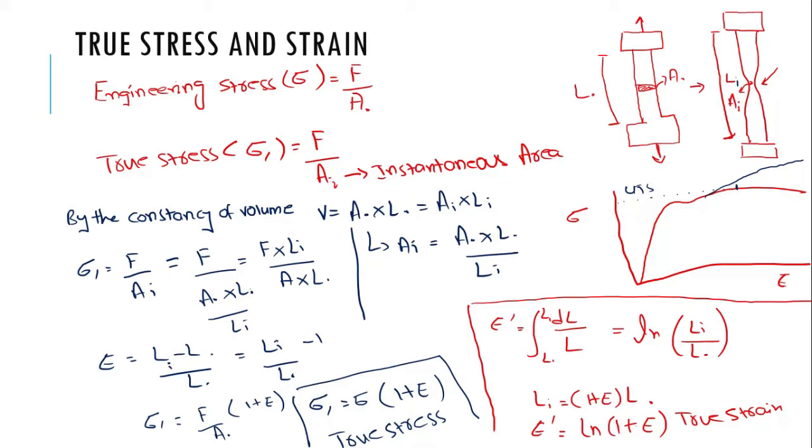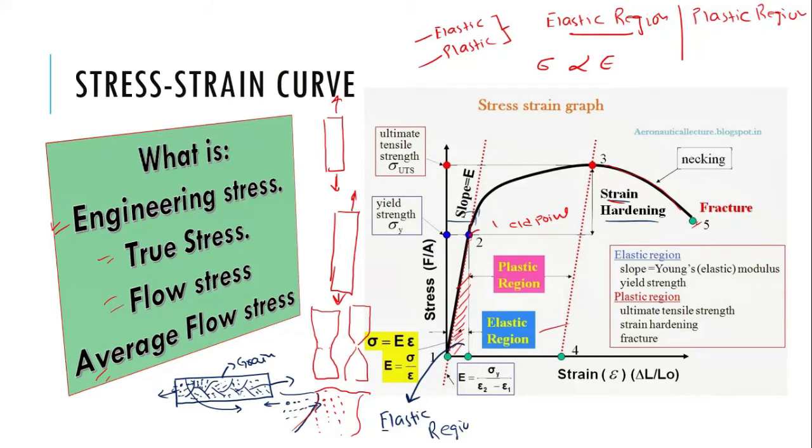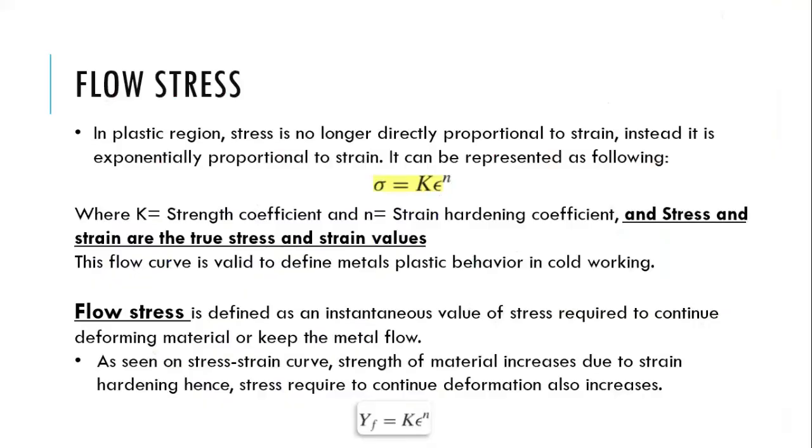Until now we have discussed two terms, the engineering stress and the true stress. Now we'll move towards the flow stress and the average flow stress. So what is the flow stress? In the plastic region, stress is no longer directly proportional to the strain, as we have discussed in the previous graph. Just draw a brief rough sketch of the stress strain curve. We have the strain here, the stress here, and we have the elastic region, then the yield point, lower yield point, UTS, and the necking, and this is the fracture point.